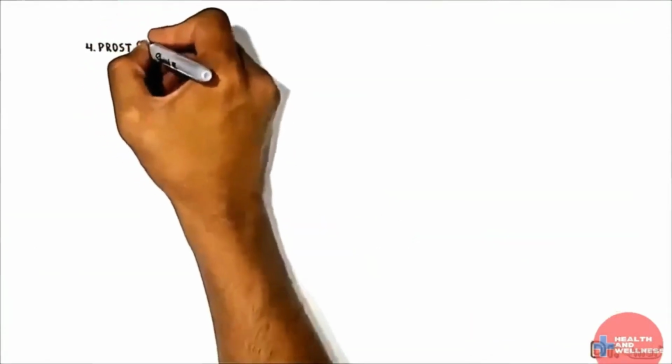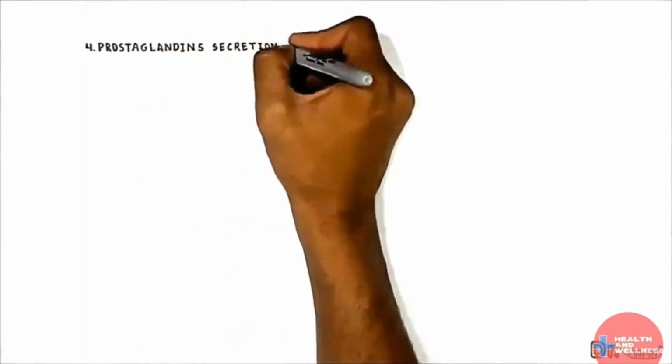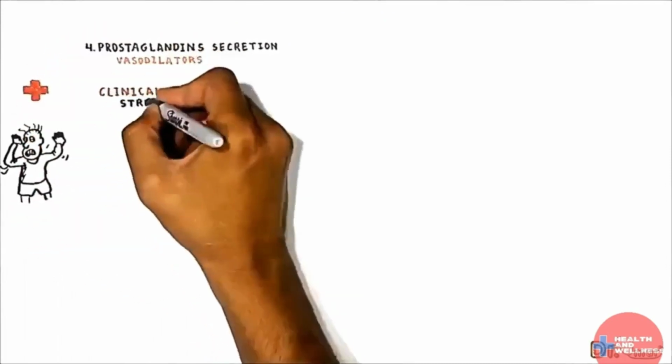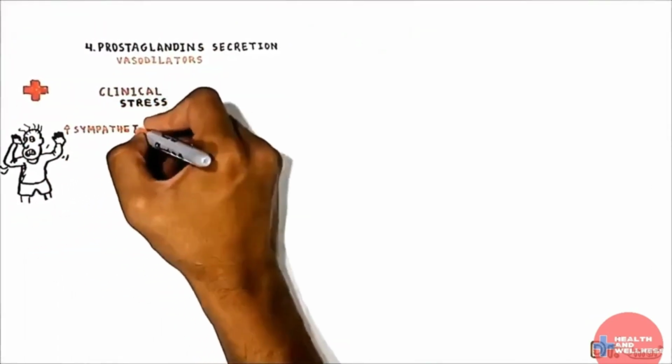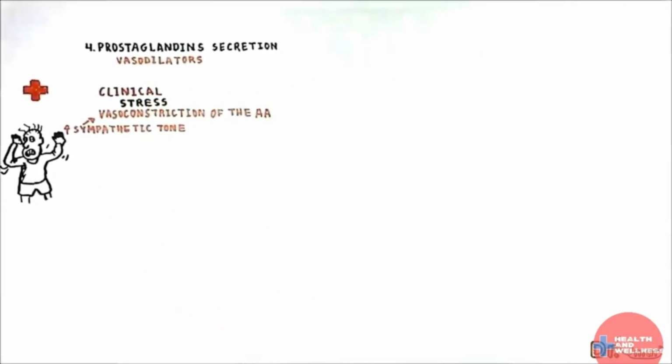Finally, the fourth endocrine function of the kidney is the secretion of prostaglandins. Prostaglandins are dilators that serve to counteract primarily angiotensin-mediated vasoconstriction, acting at the level of the arterioles and glomerular mesangial cells.